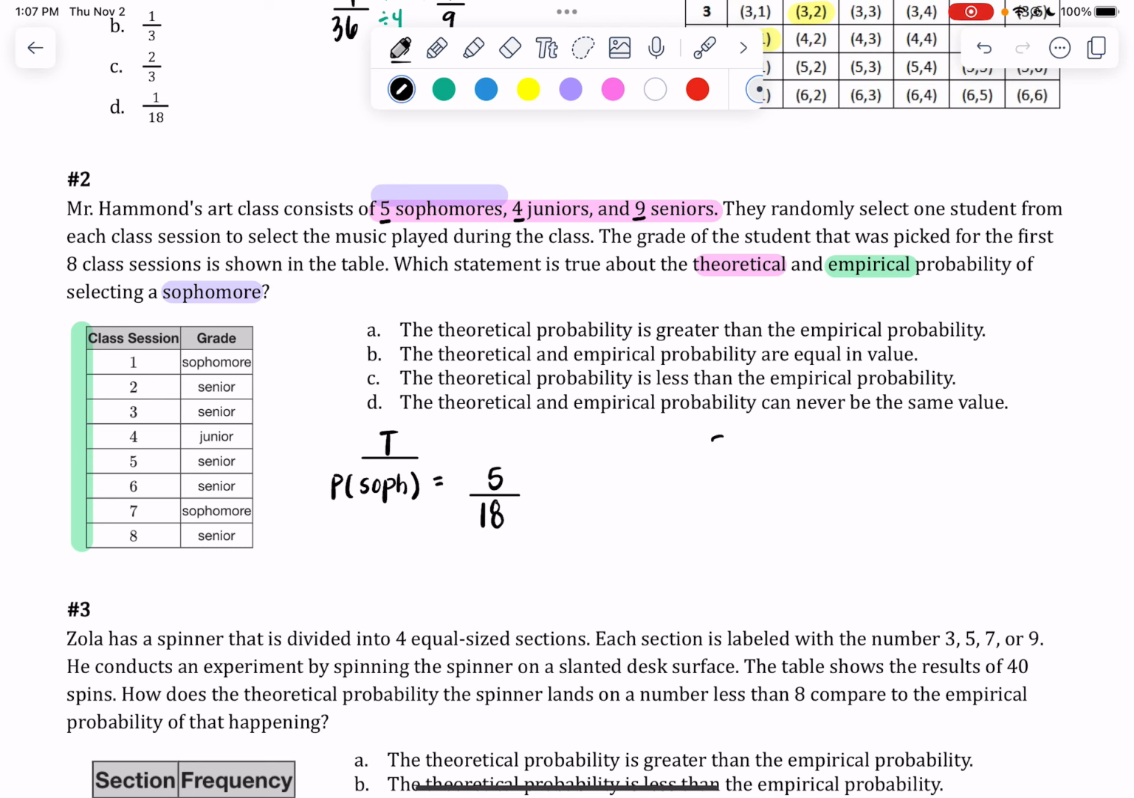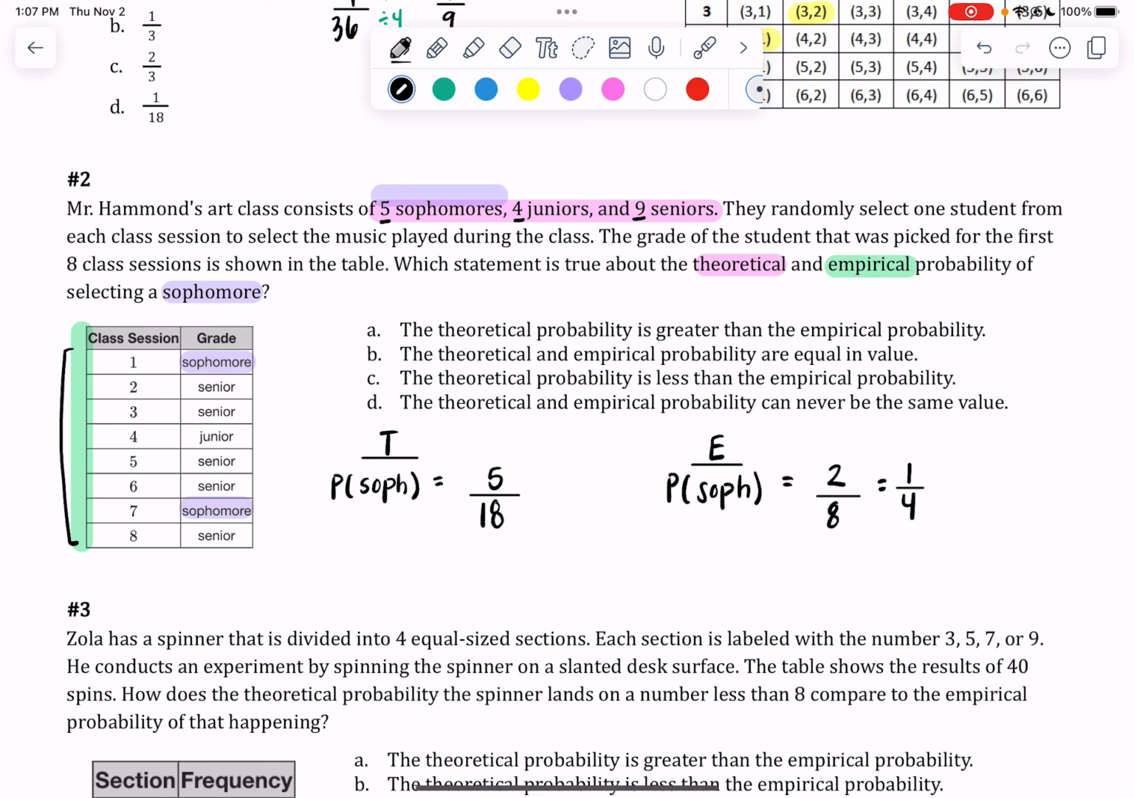And then for empirical, that's what actually happens once they go through the first 8 class sessions. So probability, and we would write it the same way, probability of selecting a sophomore. For this one, I look at the table. I want to see how many sophomores were selected from that table. So 1, 2. Those are our favorable outcomes of sophomores out of the total amount of experiments in this case. There were 8 class sessions, so these are 8 experiments, or times that we checked it. So it'd be 2 out of 8. And then 2 out of 8 we can reduce down to 1/4.